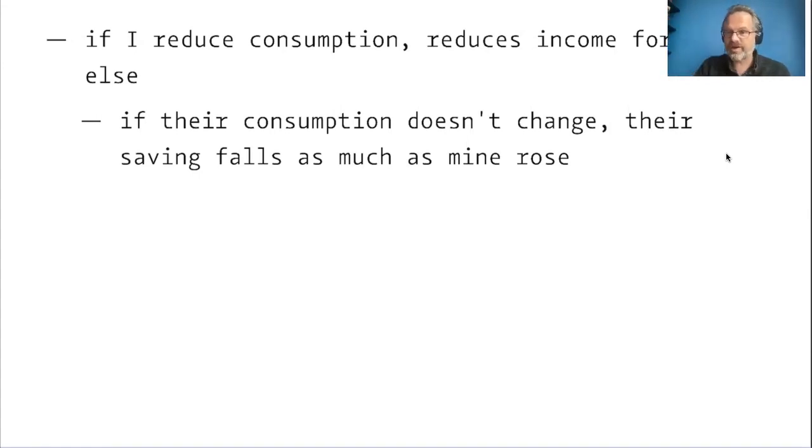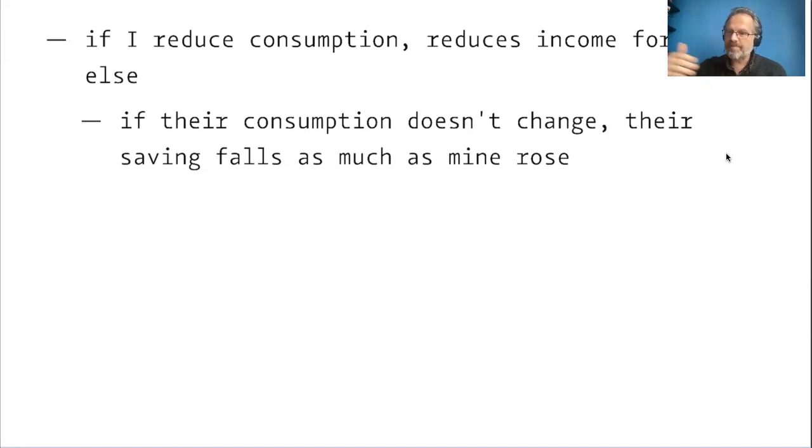Before, maybe you received $100 income, spent $100 on consumption, had no saving. Now you receive $100 in income, spent $90 in consumption. You have $10 of saving, but your consumption spending is income for somebody else. If you reduce your consumption spending and whoever else was receiving that income doesn't change their behavior, their savings by definition goes down by $10.